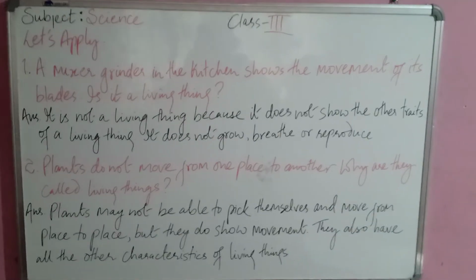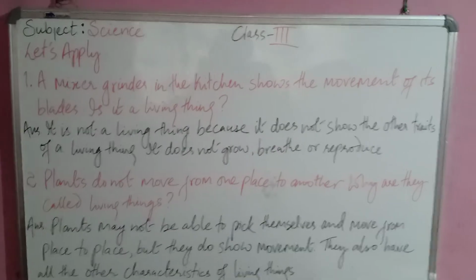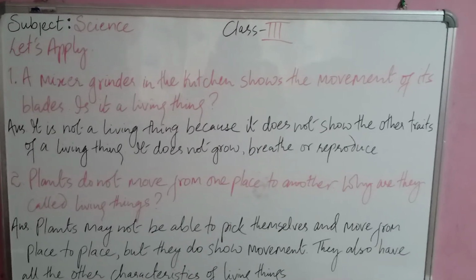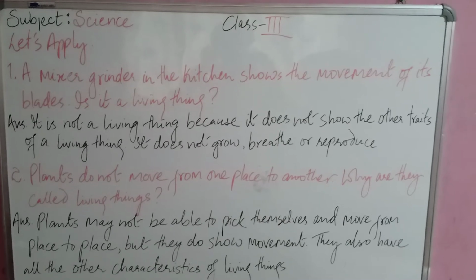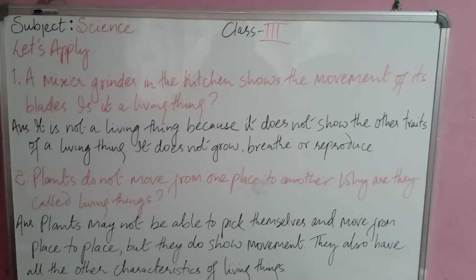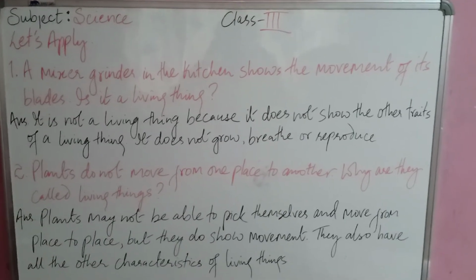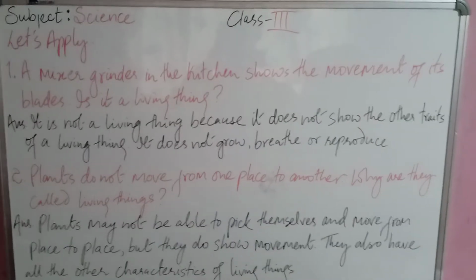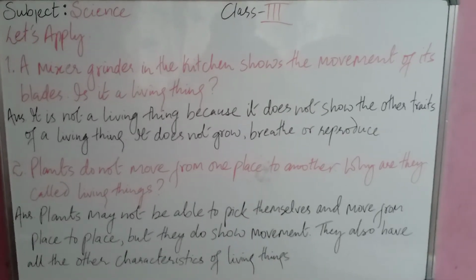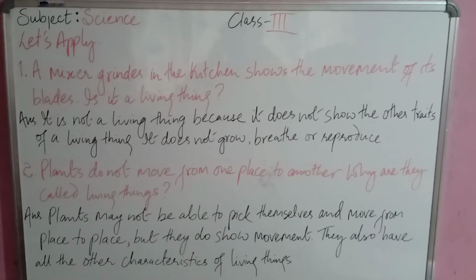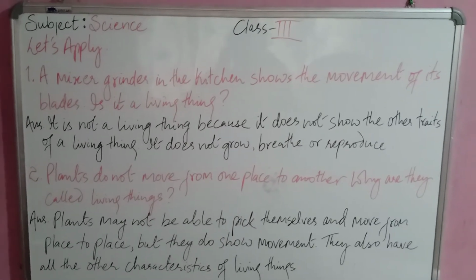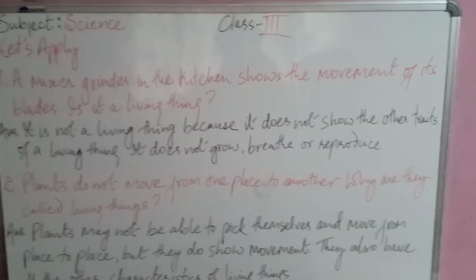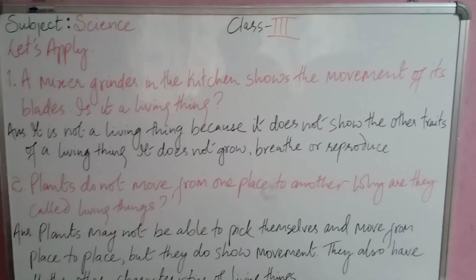Moving on, after this we have the Let's Apply questions. Question number 1 is, the mixture grinder in the kitchen shows the movement of its blades. Is it a living thing? So you have to write, it is not a living thing because it does not show the other traits of living things. It does not grow, breathe or reproduce.